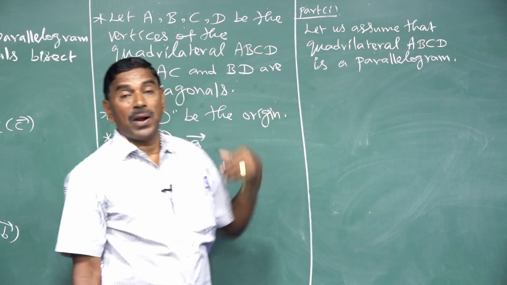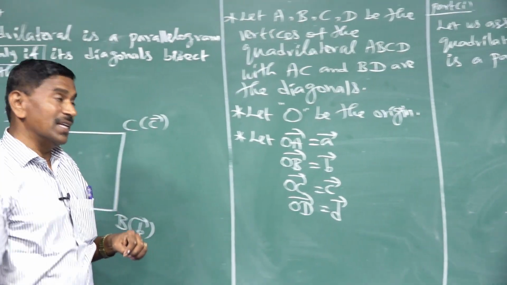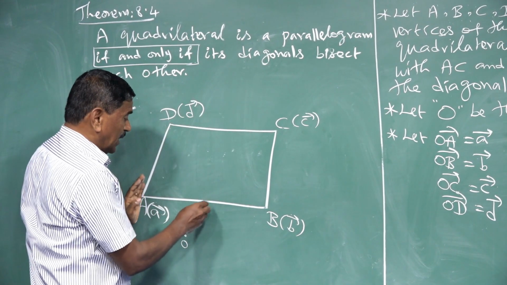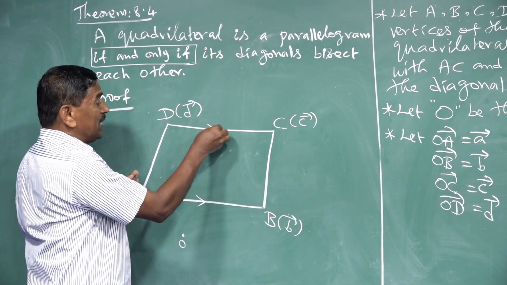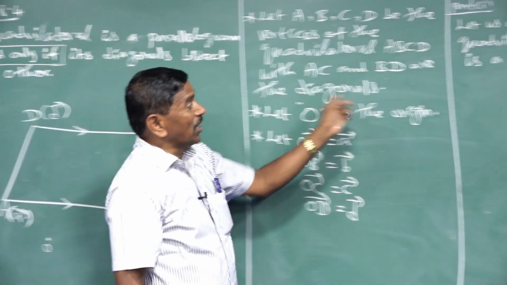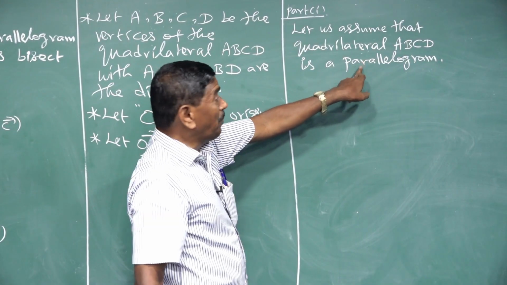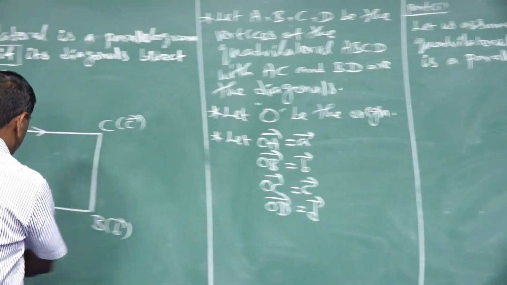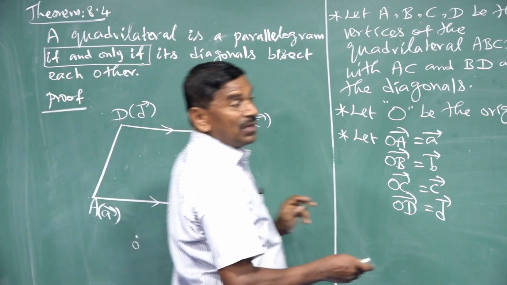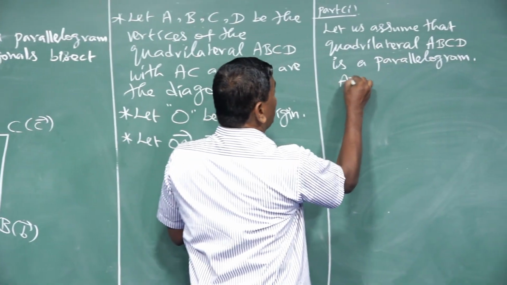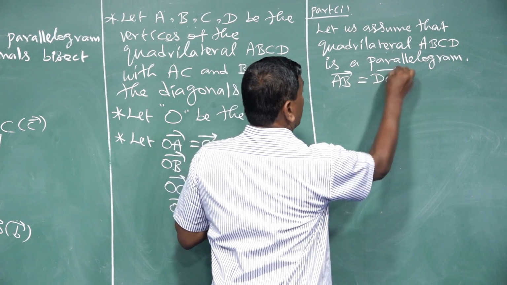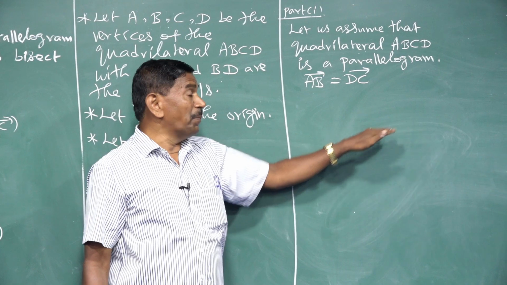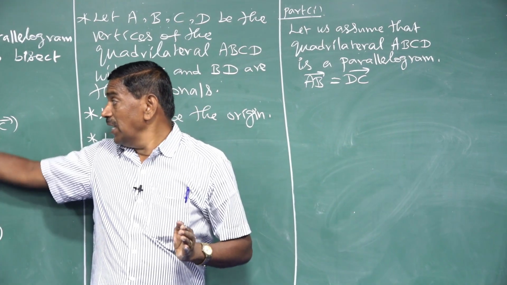Okay. What are the properties of a parallelogram? Yes, very good. In a parallelogram, the opposite sides are parallel and equal. That is, AB vector is equal to DC vector. Why? Because in a parallelogram, opposite sides are parallel and equal.